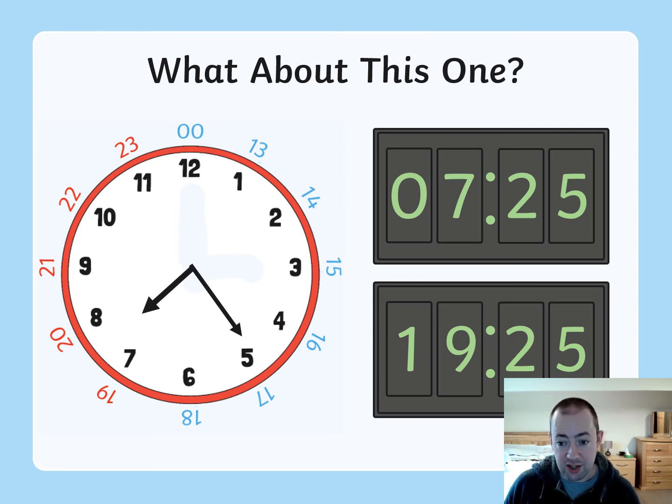If I was writing 7:25 in the morning in 12-hour clock, I would write 7:25 AM, and I must have the AM after it. Notice that when I'm writing it in 24-hour clock, I never have AM or PM. So there's no AM or PM if you're writing in 24-hour clock, but there must be if you're writing in 12-hour clock.